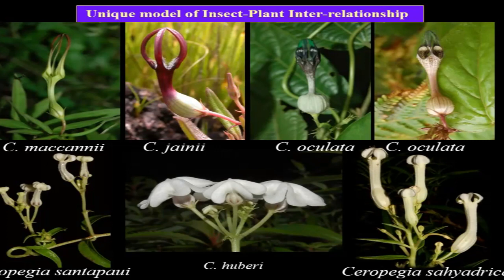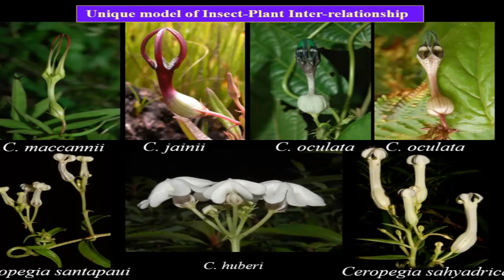Likewise, what do plants need? Plants need pollination. Unless that insect takes part in pollination, and once the flower gets pollinated, then this particular flower gets bent, and through this bottom opening the insect can escape. This is a very unique pattern of pollination we found in India, especially in these ceropegias.